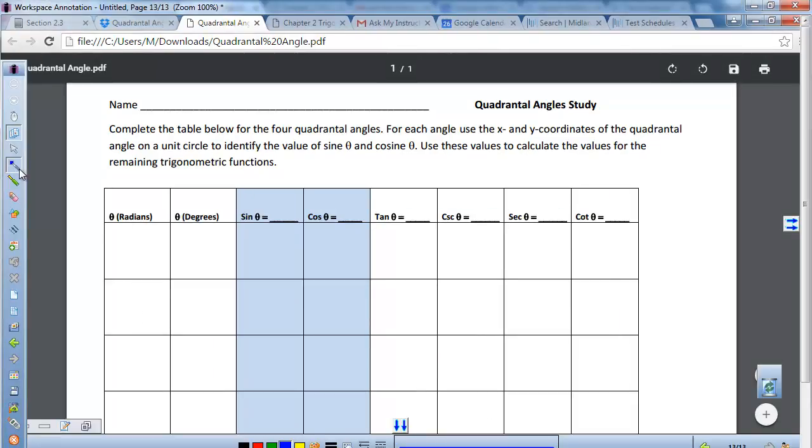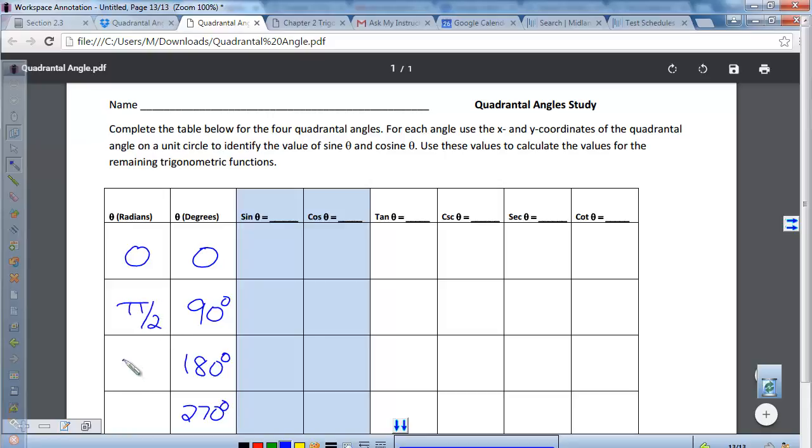For a radian measure, we're going to do 0 radians, 0 degrees. What are the other quadrantal angles? We know them in degrees, hopefully. 90 degrees, 180 degrees, 270 degrees, 360 degrees brings us back to 0, okay, where we started. Radian measure for 90 degrees is what? Pi over 2. Okay, 180 is just pi, and then 270 is 3 pi over 2.